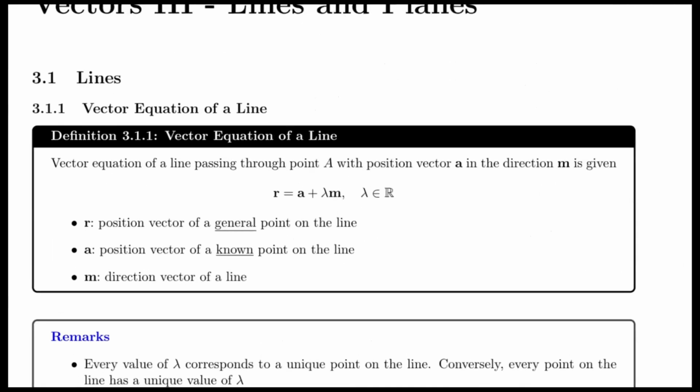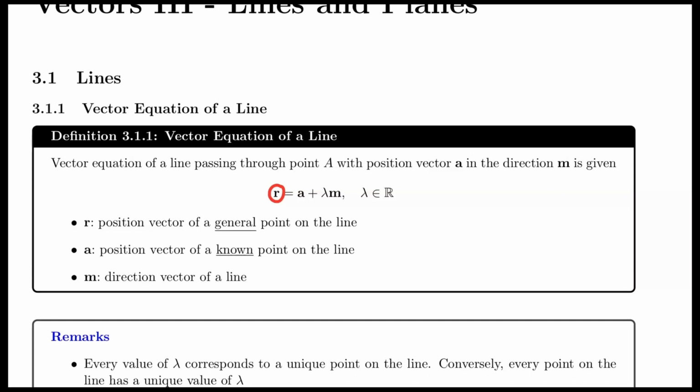Now, we start off with the vector equation of a line. R equals A plus lambda M. Now, if your school didn't explain to you what the definitions of everything are, listen carefully. R is a general point. General point means anywhere along the line. Just a random point somewhere on this line.